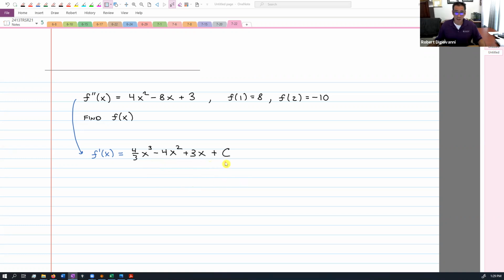We don't know what C is, right? We don't know what C is, and we don't have a way of getting C because we don't know anything about the derivative, right? Okay, well, let's not panic. Let's try and do the antiderivative now. So if we do the antiderivative, we're going to go back to the original function.